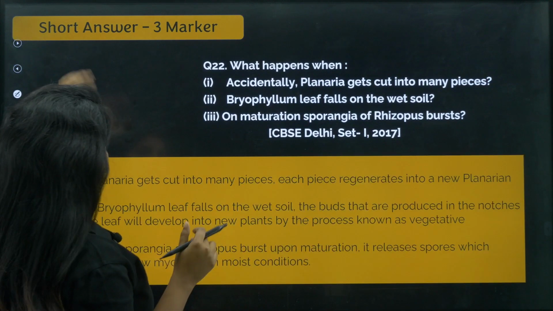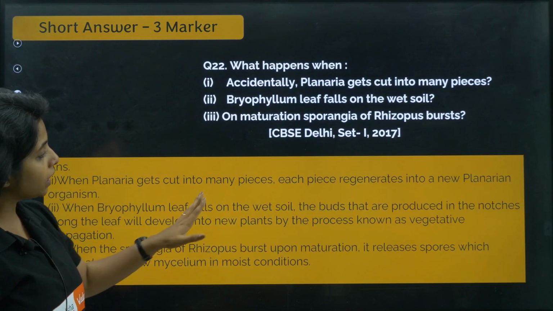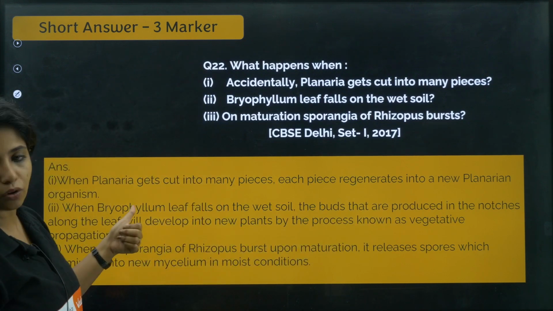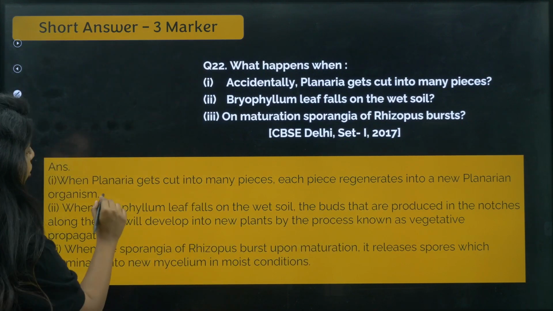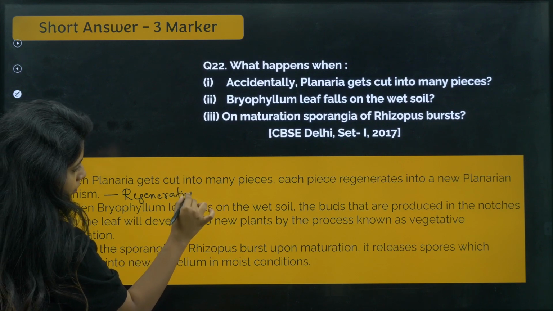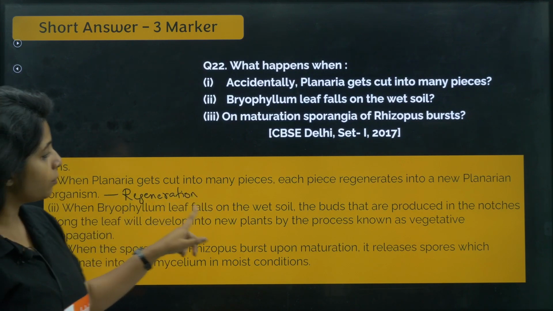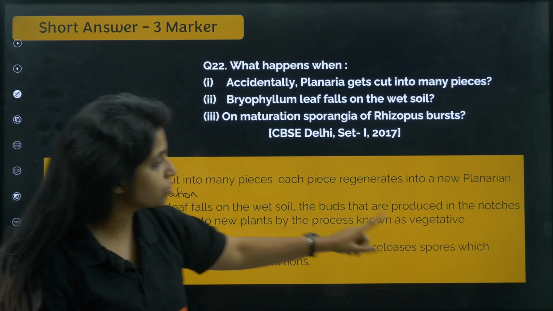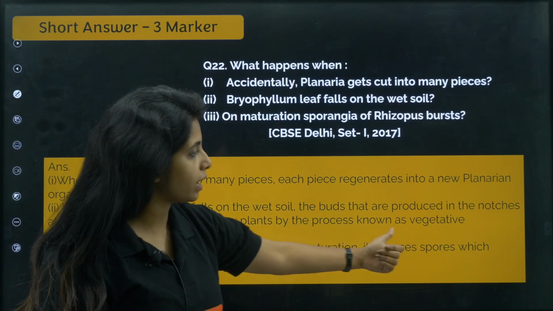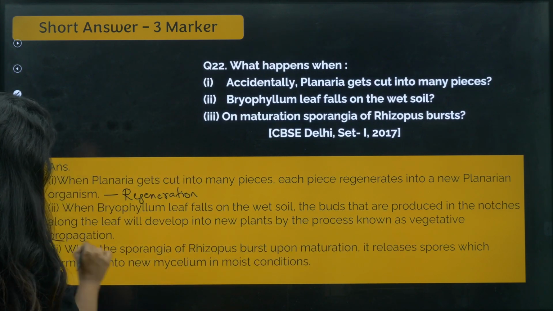So how do you have to write your answer? You have to write your answer like this. When planaria gets cut into many pieces, each piece regenerates into a new planarian organism with the help of what? With the help of regeneration. When a bryophyllum leaf falls on wet soil, the buds that are produced in the notches along the leaf will develop into new plants by the process known as vegetative propagation.